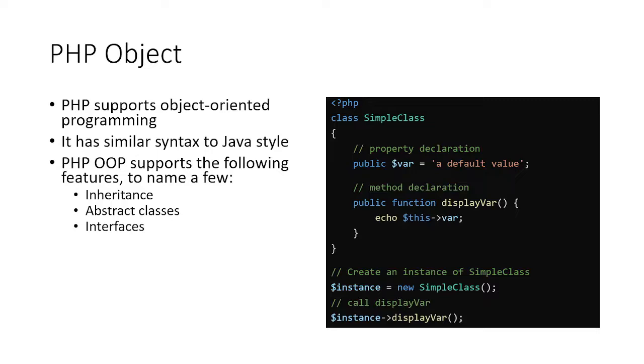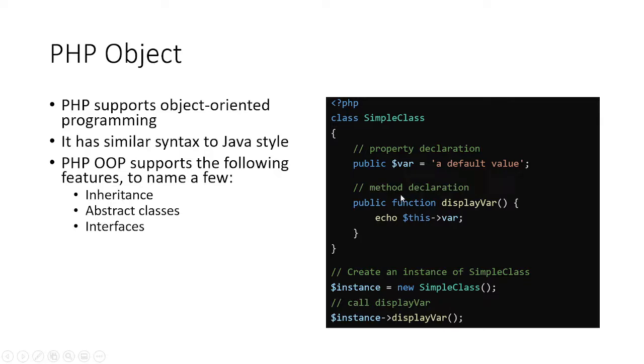In the case of PHP, the structure of a PHP object, the way you define a PHP object, is similar to Java. So in this case, we have a class called SimpleClass, and then we have a property declaration. Property basically means that within the class we have an access modifier. In this case, this is public, and we have a property called var, and then we have a default value.